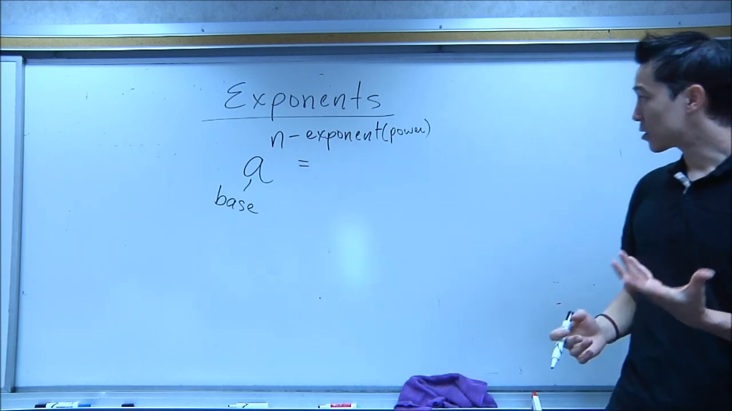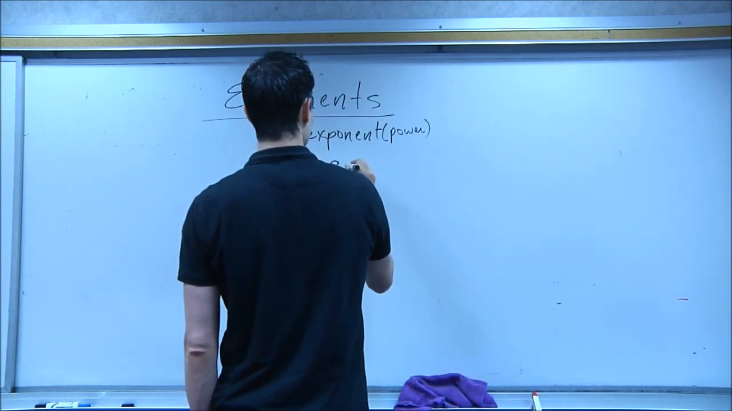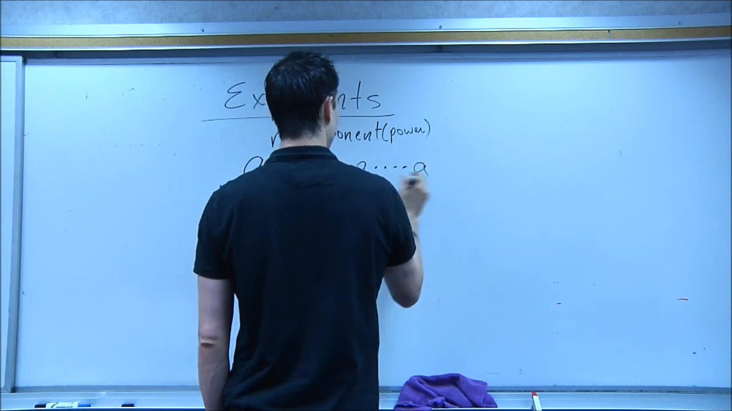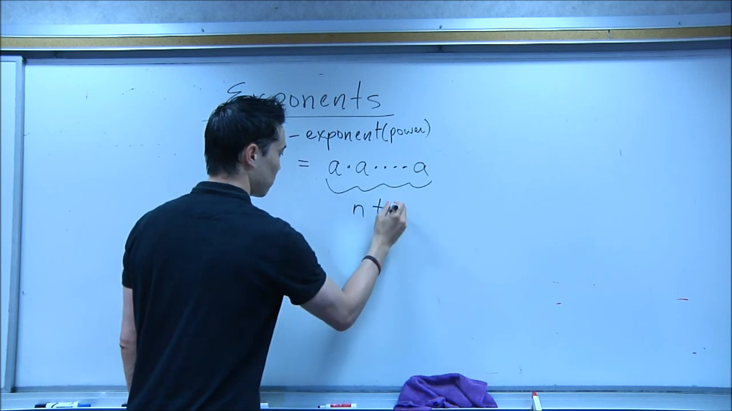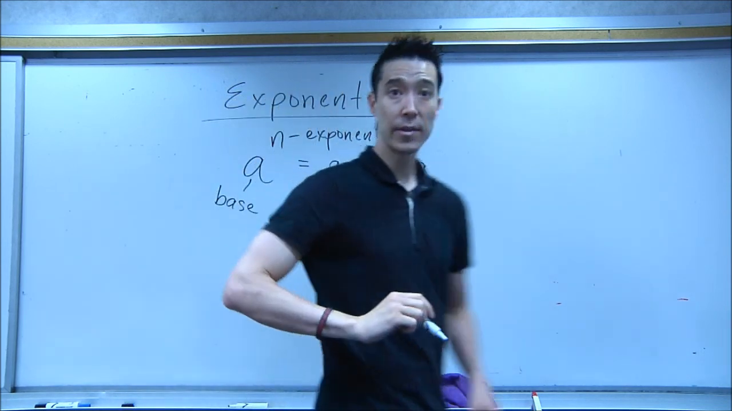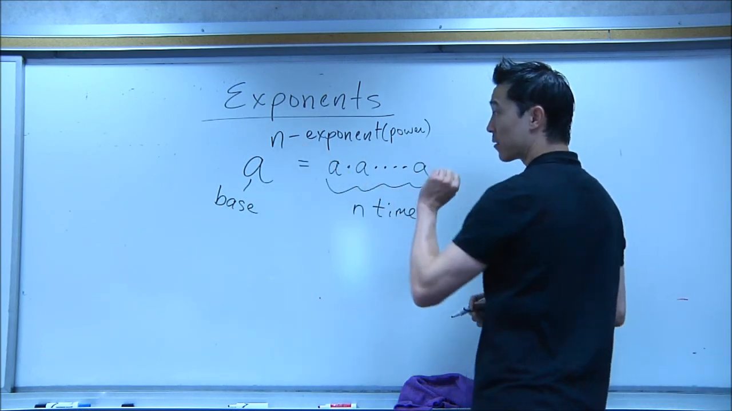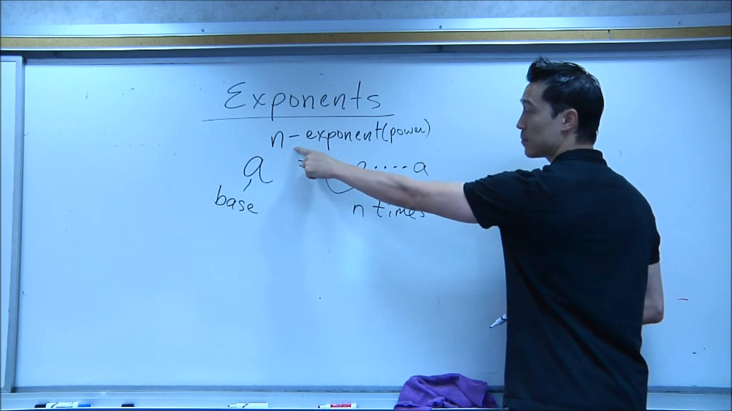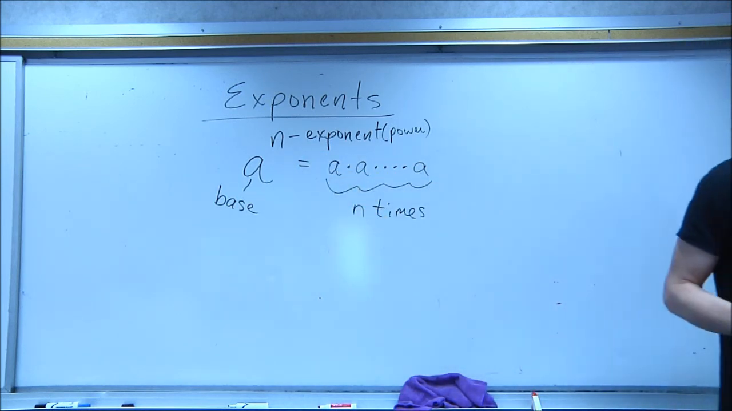What this means in terms of mathematics is we're going to take a, and we're going to multiply it by itself however many times n is. So something like this: if I have a raised to the n power, I'm going to say a times a times a times a, however many times n tells me. Okay? That's our rule. That's all an exponent is.